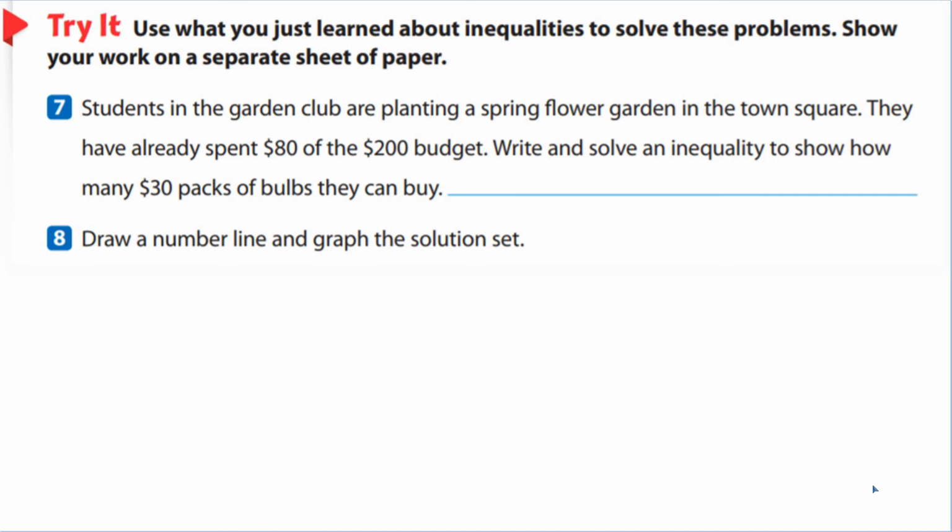They have already spent $80 of the $200 budget. Think about that for a second. Write and solve an inequality to show how many $30 packs of bulbs they can buy. And then question 8, draw a number line and graph the solution set.